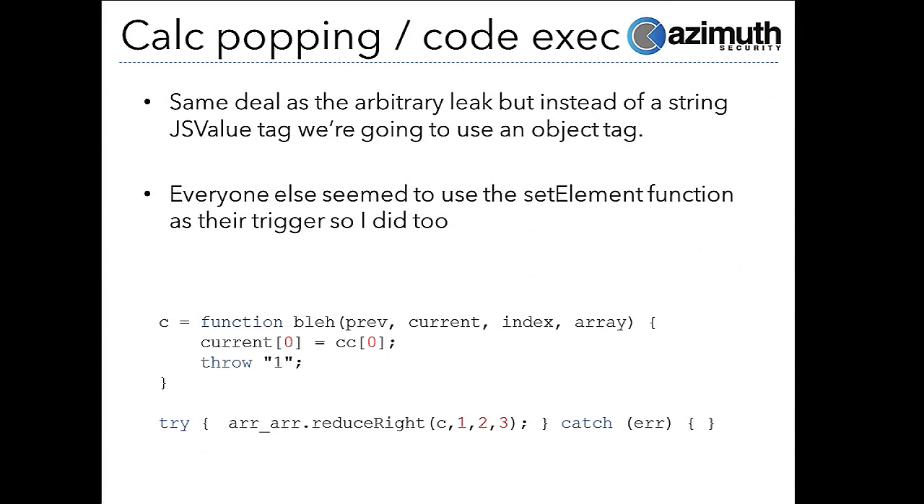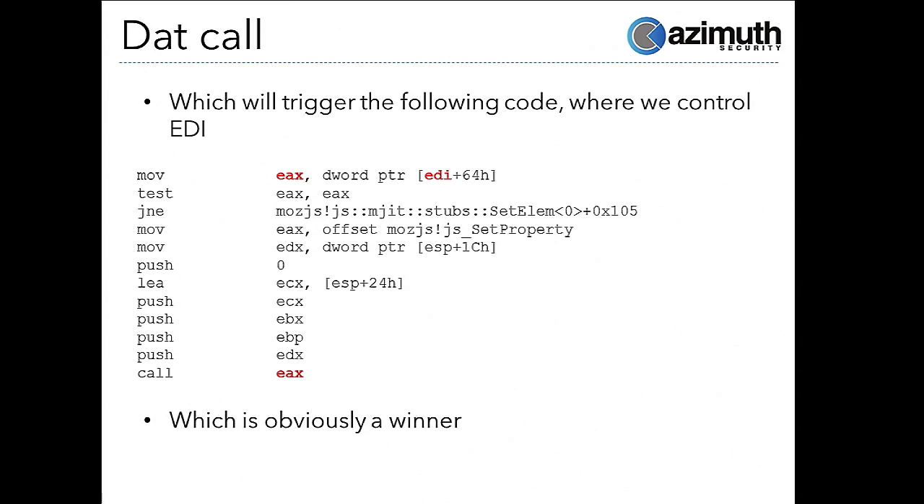There could have been easier paths, but basically what this gives you is a call pointer that you can control, because we can control EDI, and it's moved into EAX. EAX is then tested to see if it's null. If it's null, it's set with a default property, I think. Yeah, and then it calls a pointer, which is obviously a winner because we have an arbitrary leak.